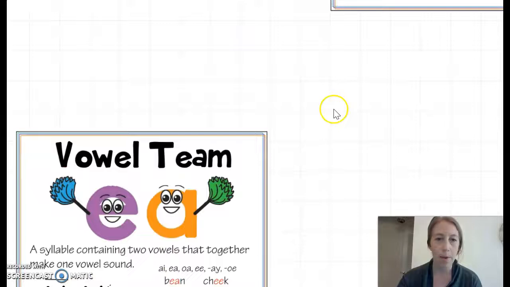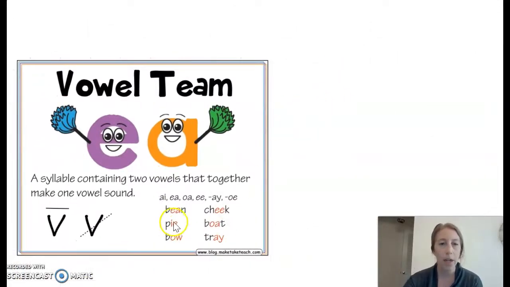Another common one that you know is vowel team. We've got some examples of vowel teams right here: AI, EA, OA. These are all vowel teams, and vowel teams usually make one sound, and it's a long sound most often. So in bean, we're hearing EA say E, and in boat, the OA is saying O. So that syllable type is a vowel team, okay?